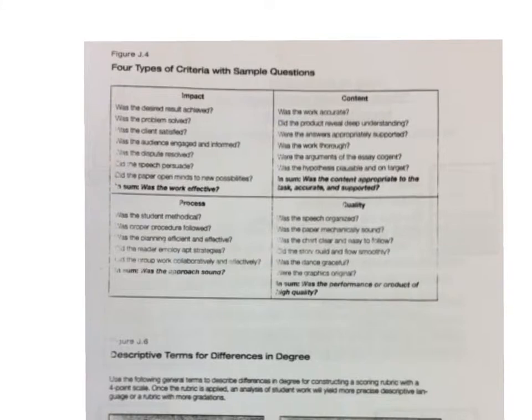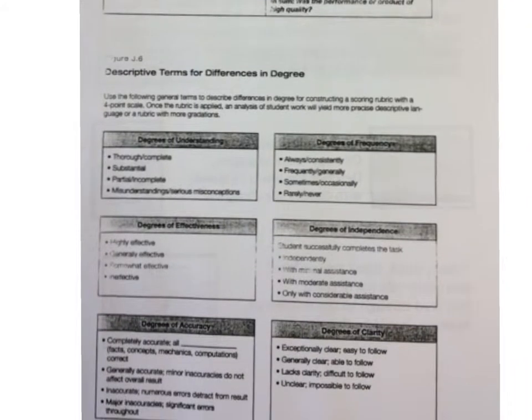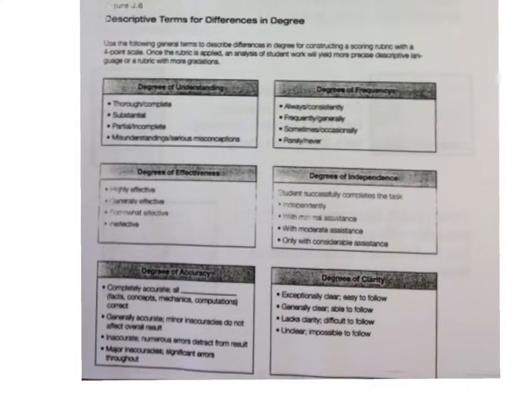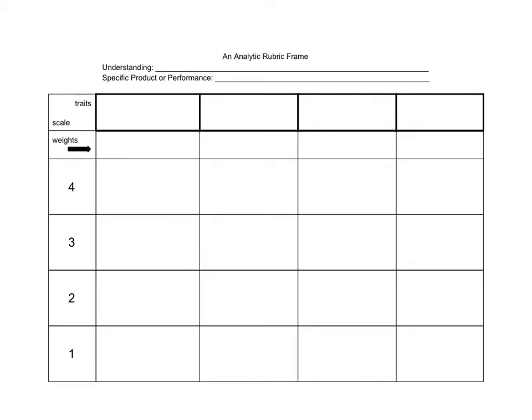I'm actually ready now to start building my rubric. And this figure right here, J6, the descriptive terms for differences in degree, is the thing that will guide my thinking. This is where we can get the stems for each section of the rubric. It's very helpful because we know what we want them to do, but this gives us some of that wording. So I'll be using this document as I'm working through the rubric writing. Okay, here comes the big work.